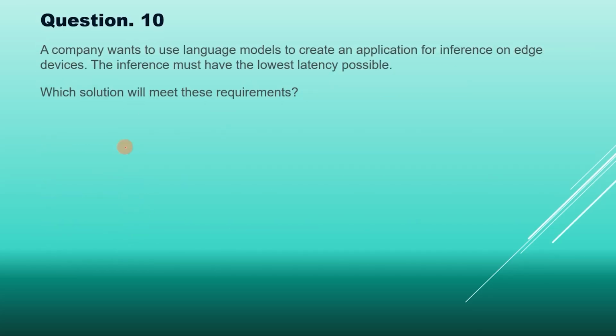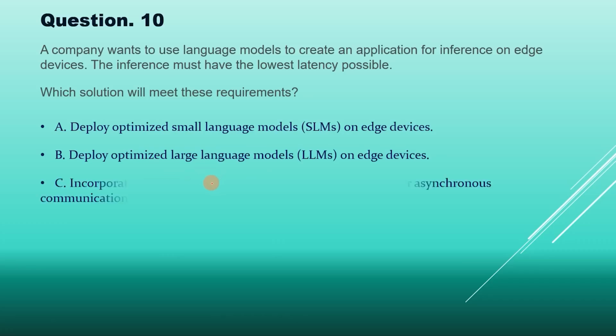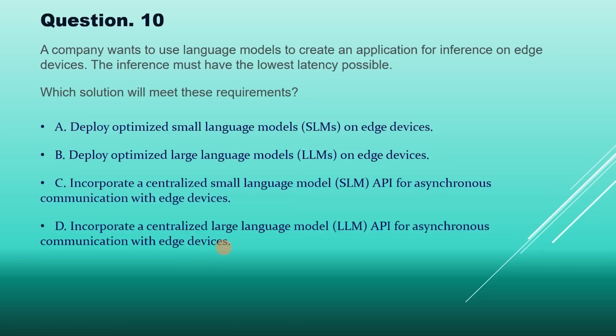Now question number 10. A company wants to use a language model to create an application for inference on edge devices. The inference must have the lowest latency possible. Which solution will meet these requirements? And here are the options. Option A, deploy optimized small language models on edge devices. Option B, deploy optimized large language models on edge devices. Option C, incorporate a centralized small language models API for asynchronous communication with edge devices. Option D, incorporate a centralized large language model API for asynchronous communication with edge devices.